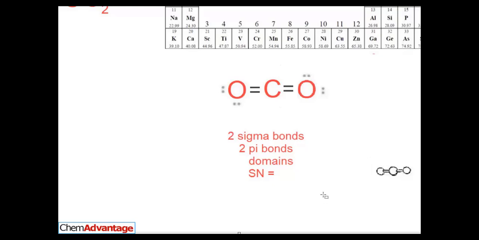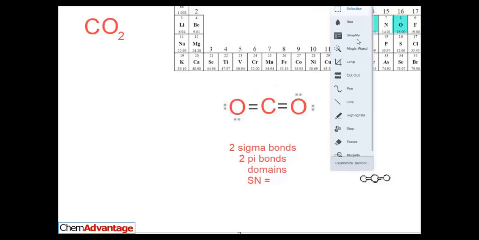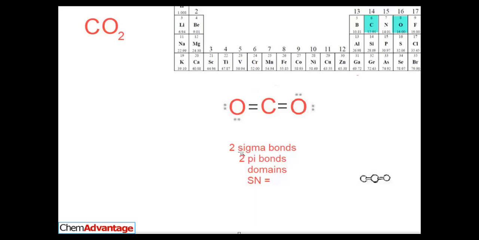But the next critical thing is determining the number of domains. And let me just get this so we can see the entire molecule here. There we are. We deal with our center atom again, and we see that there are 4 things, but we never include the pi bonds in our domain count. That's a common mistake. So forget the pi bonds. Don't use them in your count. There are only 2 domains, 2 things that take up space around our carbon atom. And that's going to be critical for the shape of the molecule.